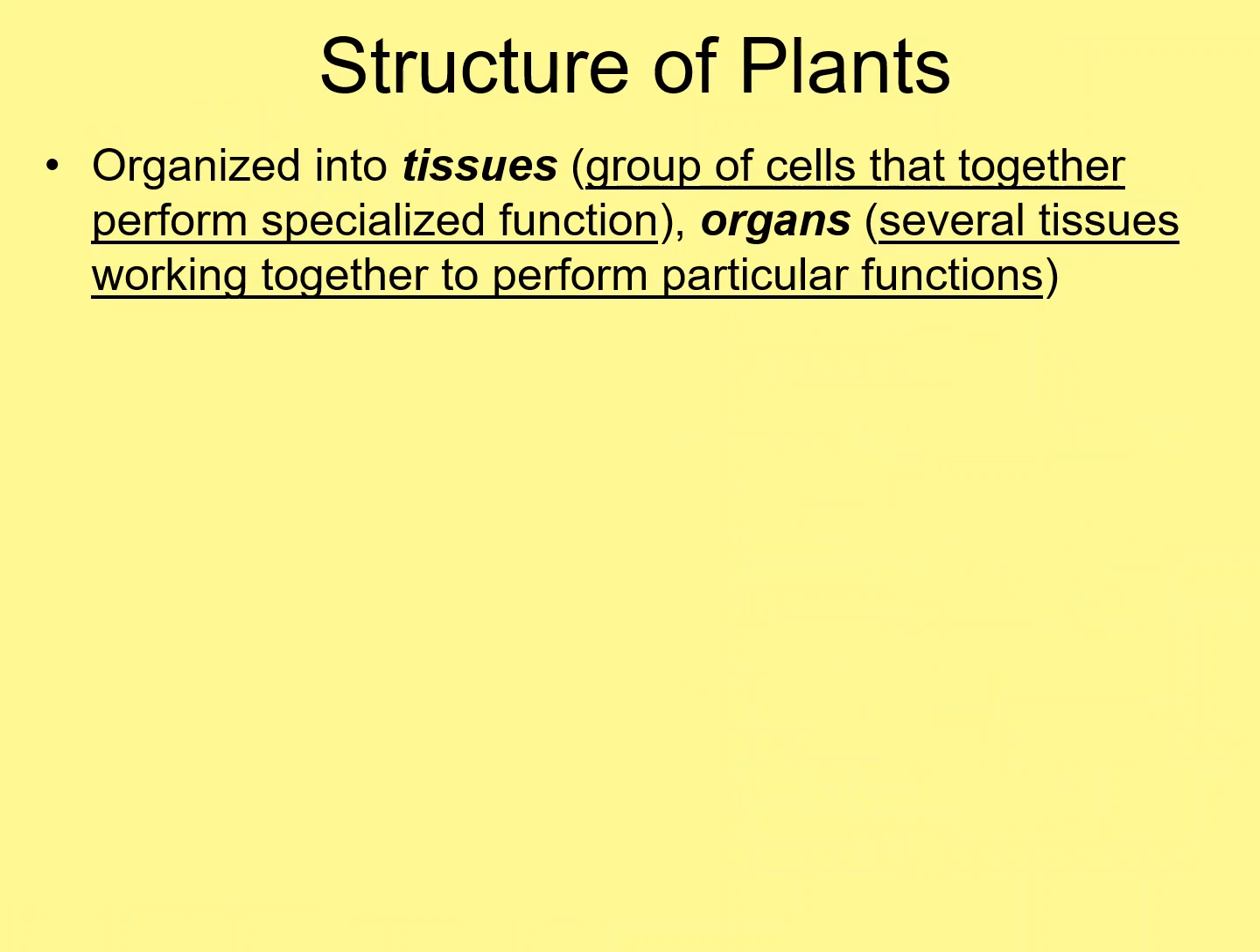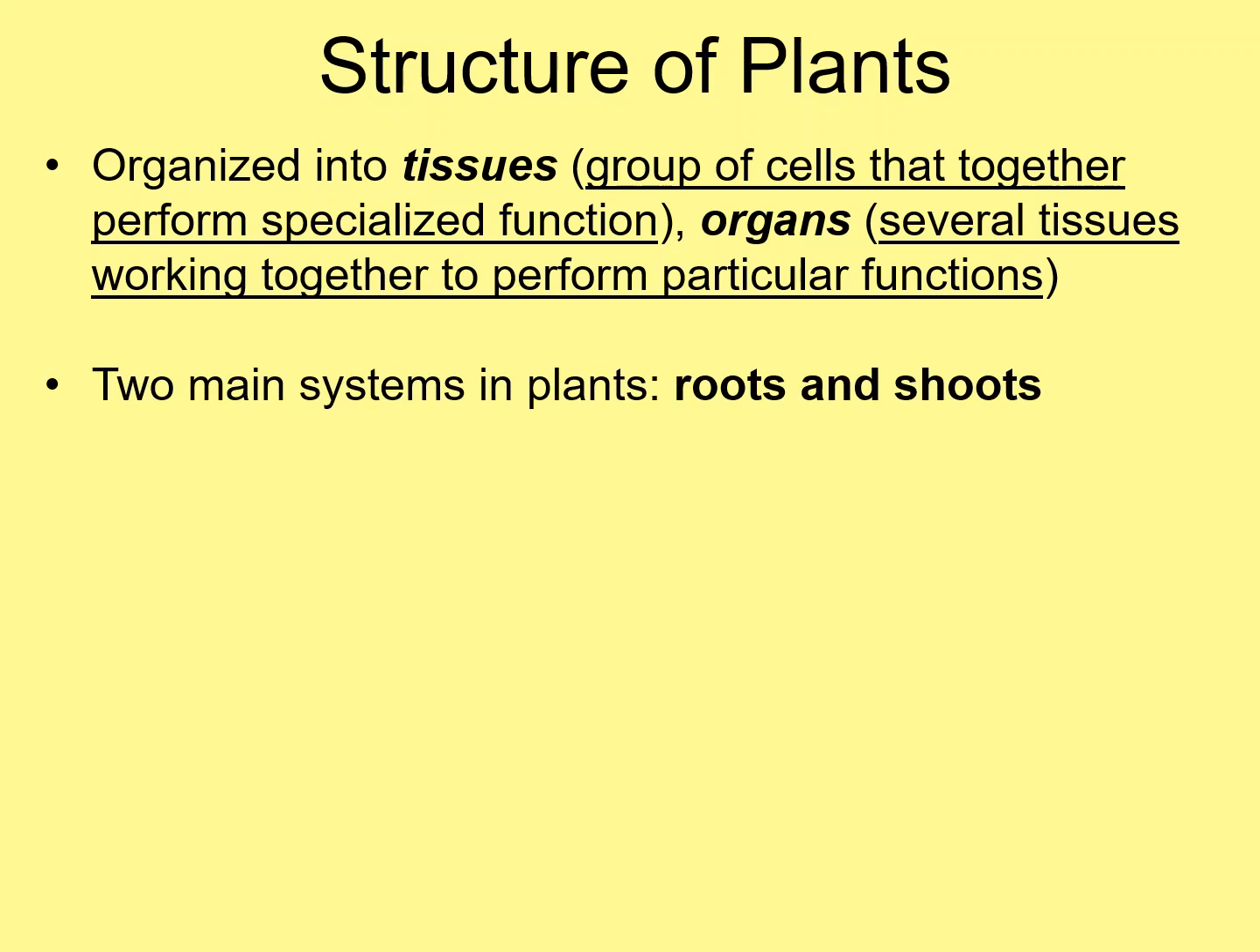that perform a specific function. And many times those tissues are organized together into organs that are working together, those tissues working together to, again, perform a particular function. And so we have two main systems in plants. We have roots and shoots, essentially two opposing apical meristems, right? You have one meristem that is growing down into the soil, going after water and nutrients and other resources, and you have a system that is growing up towards the light.